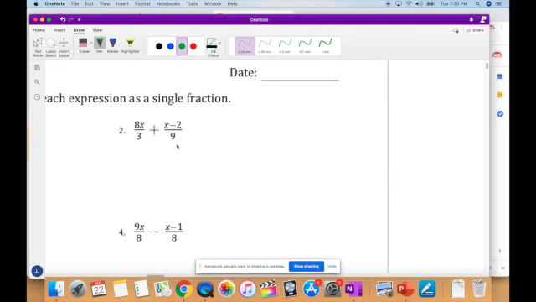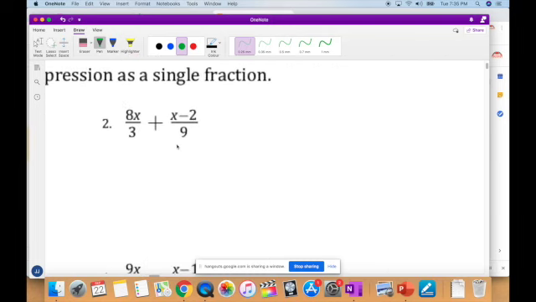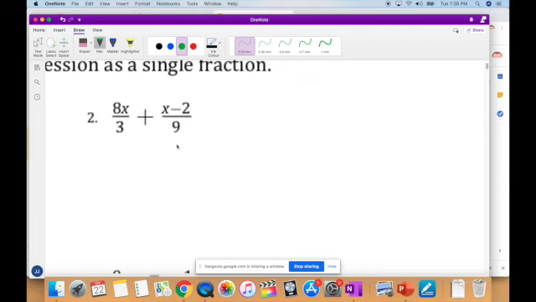Number 2. How are we doing this? Quick, what's the first thing to do? Multiply the denominators. Right, forget about LCM and things. Just multiply the denominators, 3 and 9, and then what? Multiply 3 by the x minus 2. So that is 3 times x minus 2, and then what? Multiply the 8x by 9. Alright, 9 eighths are what? 9 eighths are 72.